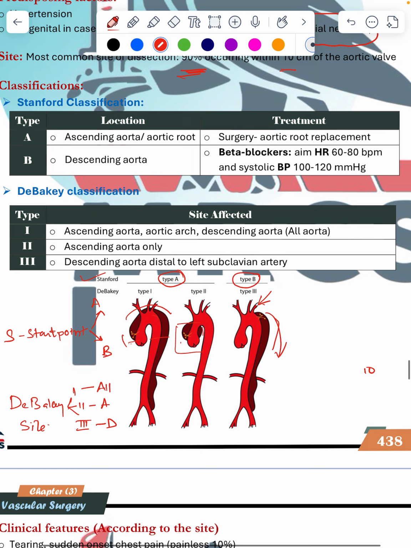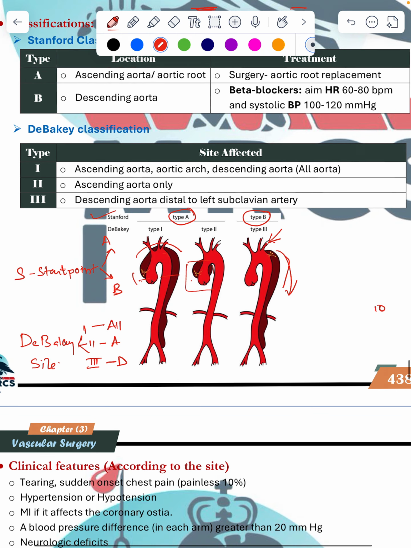So take, so Debakey, it is from the site.